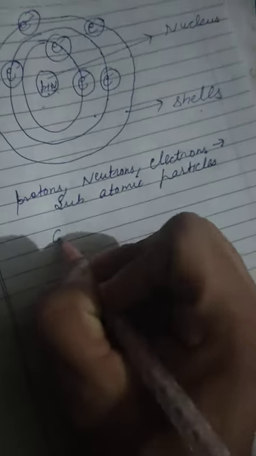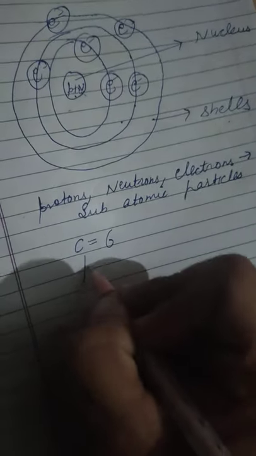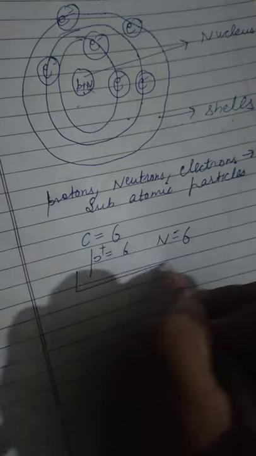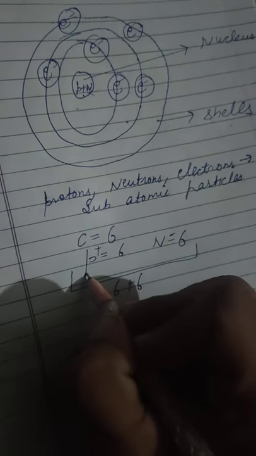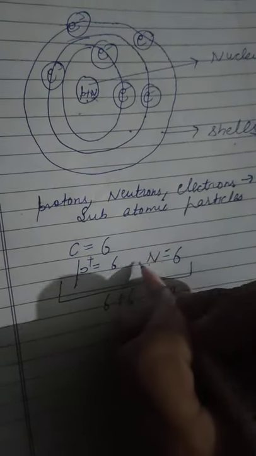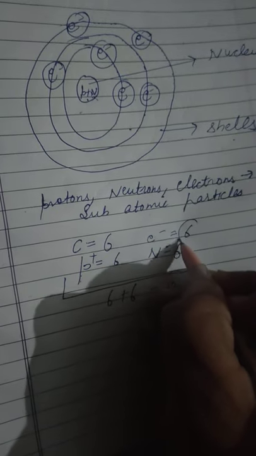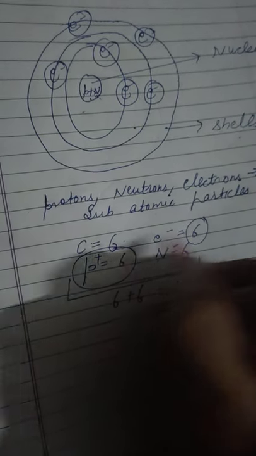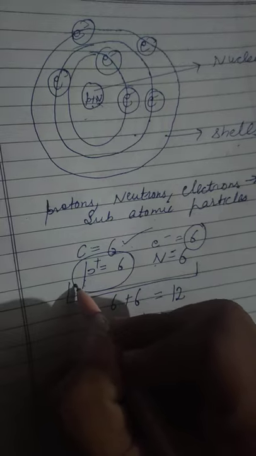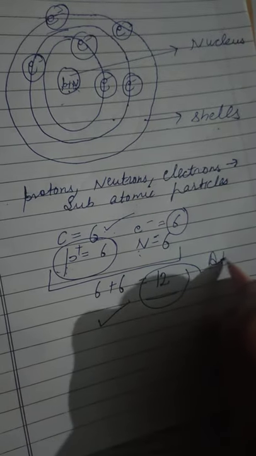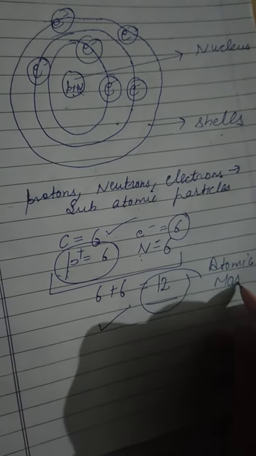For example, we have carbon, atomic number 6. It has 6 protons and 6 neutrons. Its mass will be 6 plus 6, when we add the protons and the neutrons, so its mass number will be 12. It also has 6 electrons, and these electrons and protons help us find the atomic number of carbon. So its atomic number will always be 6, but its mass number, due to the addition of protons and neutrons, is 12. These protons and neutrons are present in the nucleus.